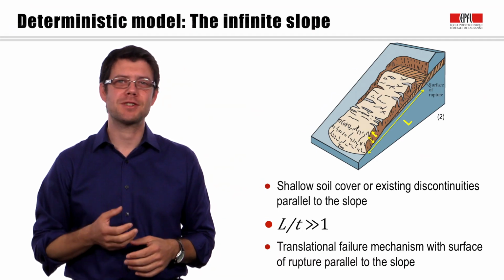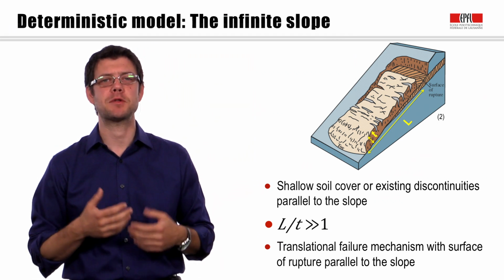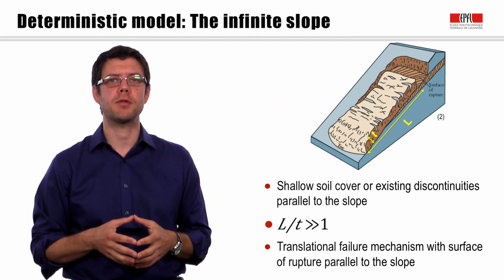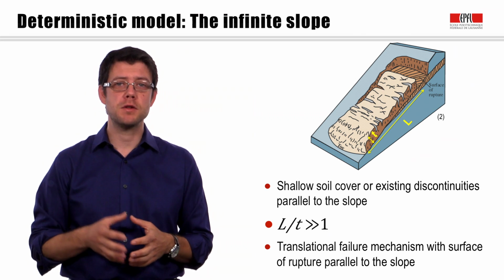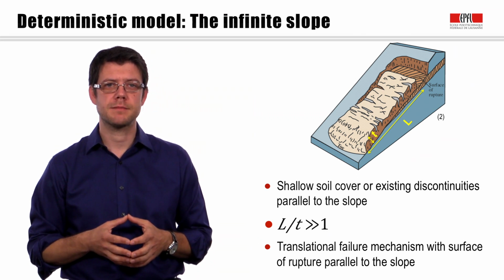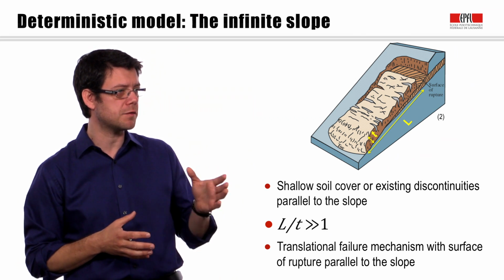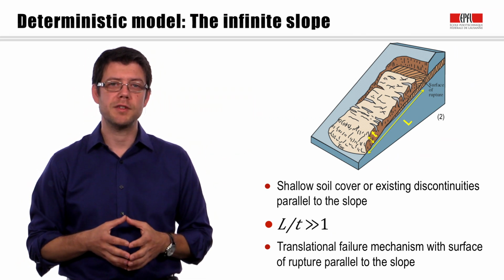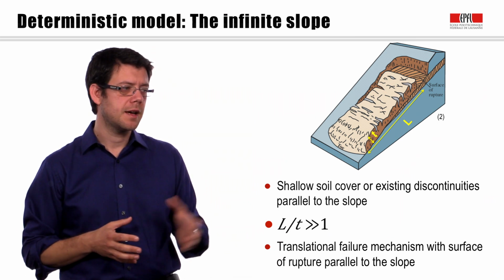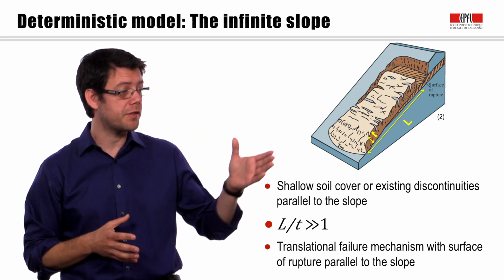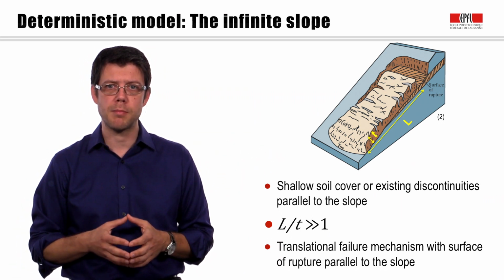A different approach consists in performing hazard analysis, trying to include as much as we know in terms of the physical phenomena which are involved in the processes. This is the case of a simple deterministic approach that can be used to analyze translational slides. It applies to shallow soil covers or existing discontinuities parallel to the slope, when the length of the landslide body is much higher than the thickness of it. Translational failure mechanisms with surface of rupture parallel to the slope can be analyzed thanks to the infinite slope model.